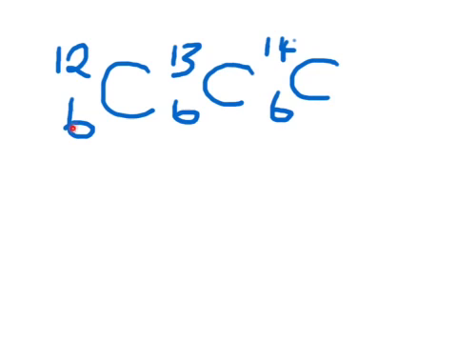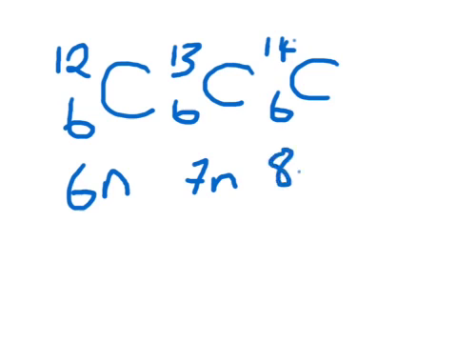Something which has the same number of protons but a different number of neutrons, which is this number 12 minus this number. So in carbon 12 we have 6 neutrons, in carbon 13 we have 7 neutrons, and in carbon 14 we have 8 neutrons.